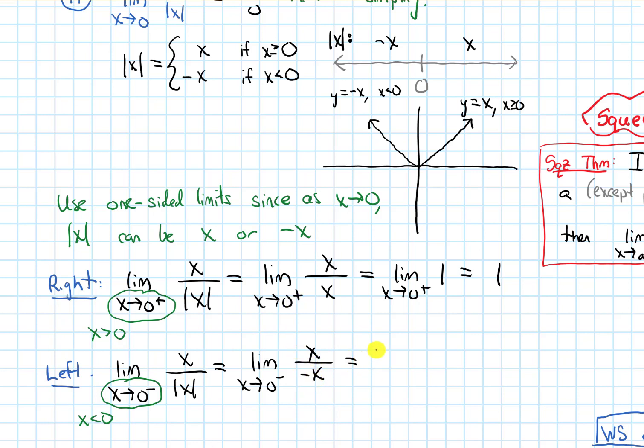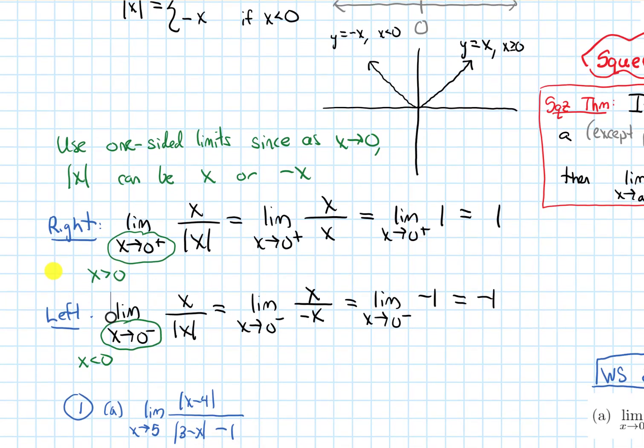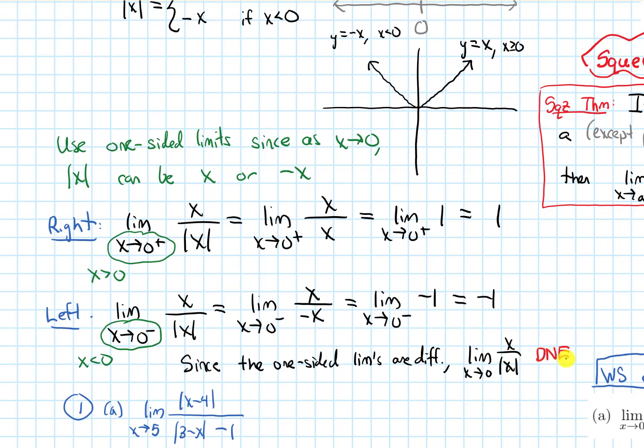All right, now I can simplify. And I get the limit as x approaches 0 from the left of -1 after canceling. And that's just -1. Okay, so my one-sided limits are different. So I get to say, since the one-sided limits are different, our limit, the limit as x approaches 0 of x over absolute value of x, does not exist. All right, that's our answer.